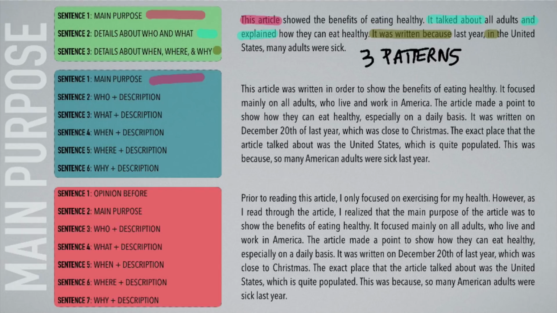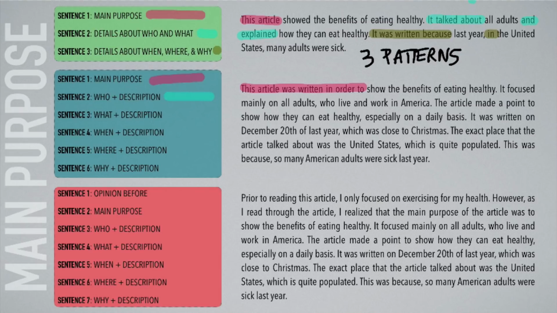"This article was written in order to show the benefits of eating healthy." So you can see that in this sentence, the pattern is, "this article was written in order to." This is a little bit different than the beginner level because the intermediate level requires a more complex English sentence. Okay, let's go on. The second sentence is who plus description.